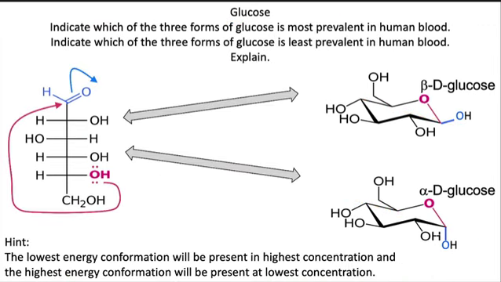Which of these forms do you think will be most prevalent in blood? The alpha glucose or the beta glucose? And by the way, you'll notice the D. Can you remind why I put alpha D glucose and beta D glucose?